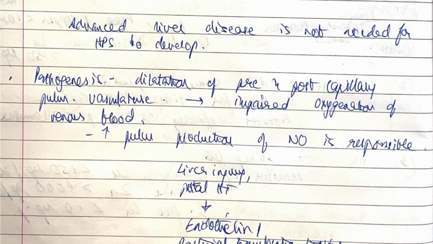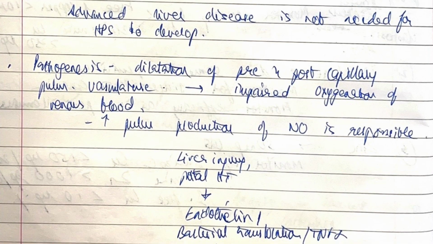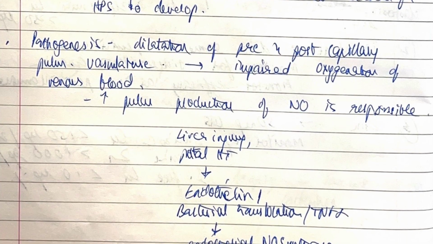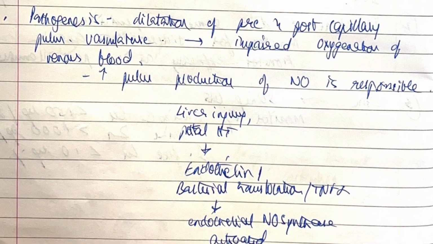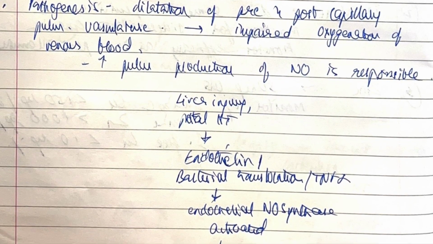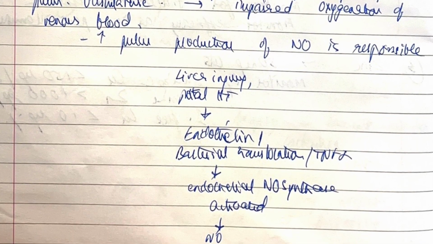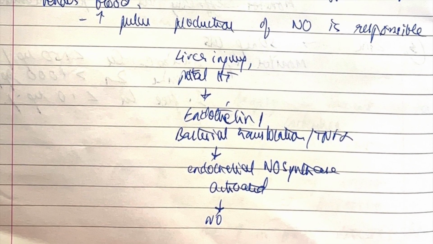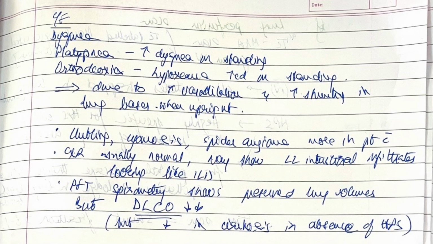The pathogenesis. There's dilatation of pre and post capillary pulmonary vasculature. There's impaired oxygenation of venous blood. There's increased pulmonary production of nitric oxide, which is the primary thing responsible. So in the presence of liver injury and portal hypertension, endothelin 1 is released, there's bacterial translocation, TNF-alpha is released, endothelial nitric oxide synthase is activated, and nitric oxide is produced. That causes the vasodilatation.